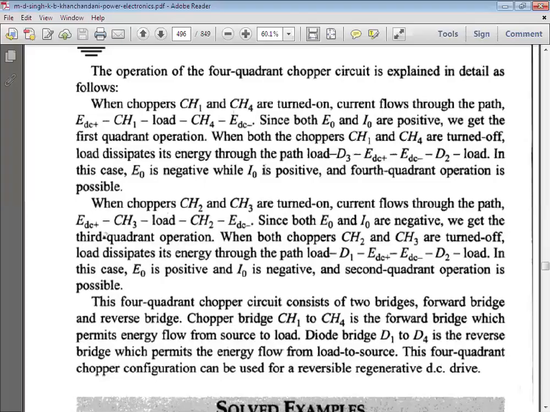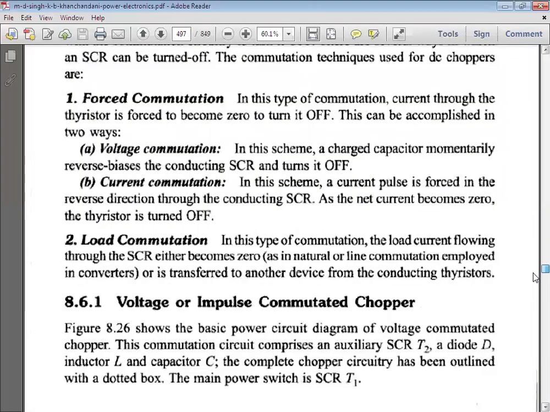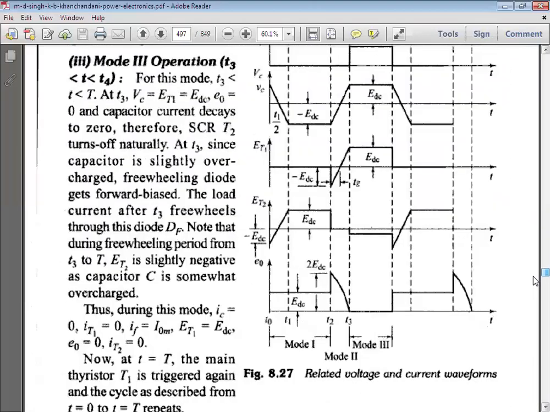In this case, what is happening? Output voltage is positive and output current is negative. Hence, which quadrant does this operation indicate? Obviously, it is the second quadrant operation. So using 4 choppers and 4 diodes, we can have circuit operation in 4 quadrants. That's why this chopper is called type E or 4 quadrant chopper.